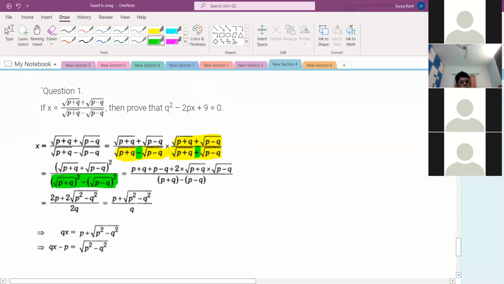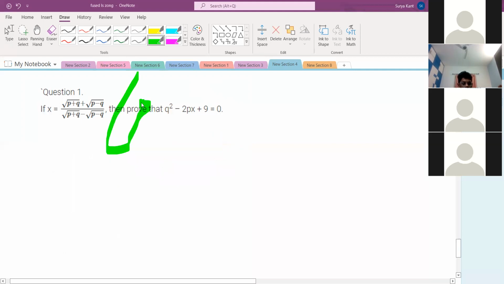Satvik, it's clear now to you? Yes, sir. I got second step. Now I'm sure, sir, about this question. Now see, p plus q, if you do a square root will go off, right? So p plus q into p minus q. What is this?